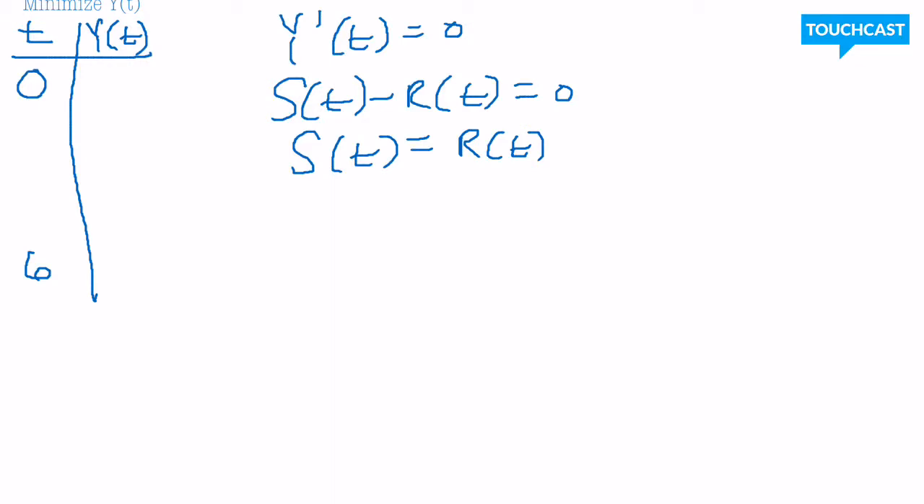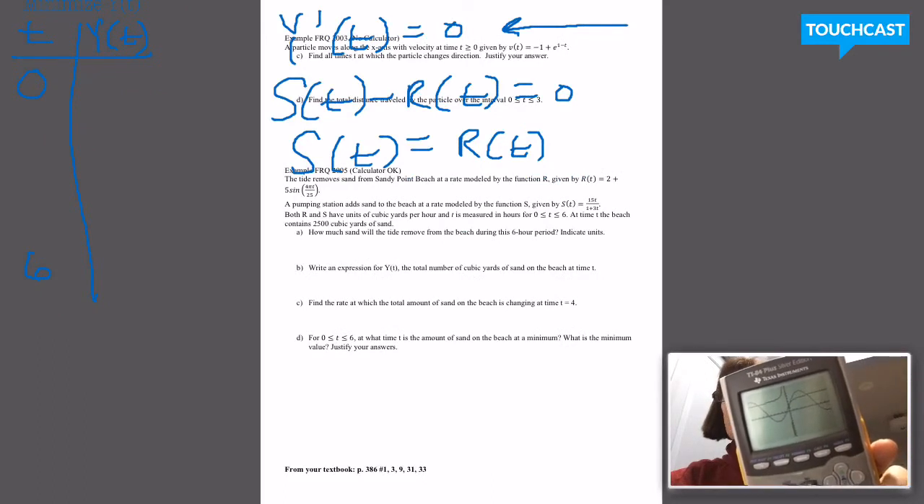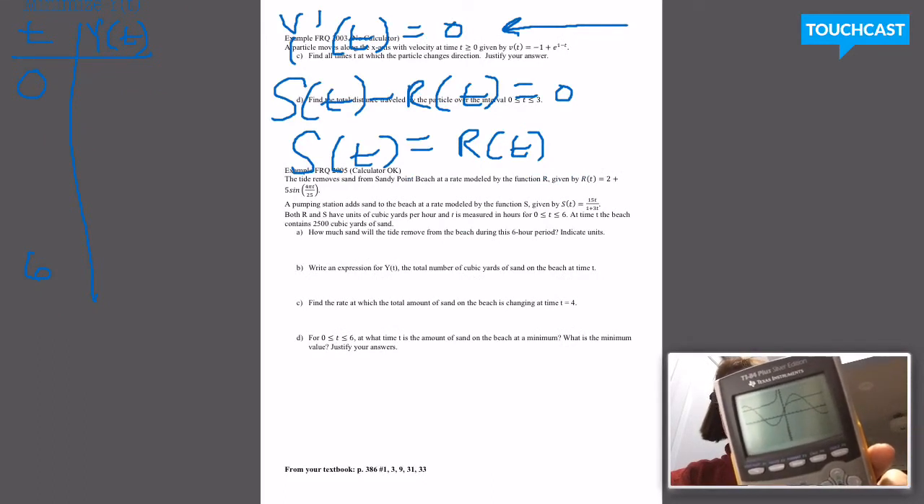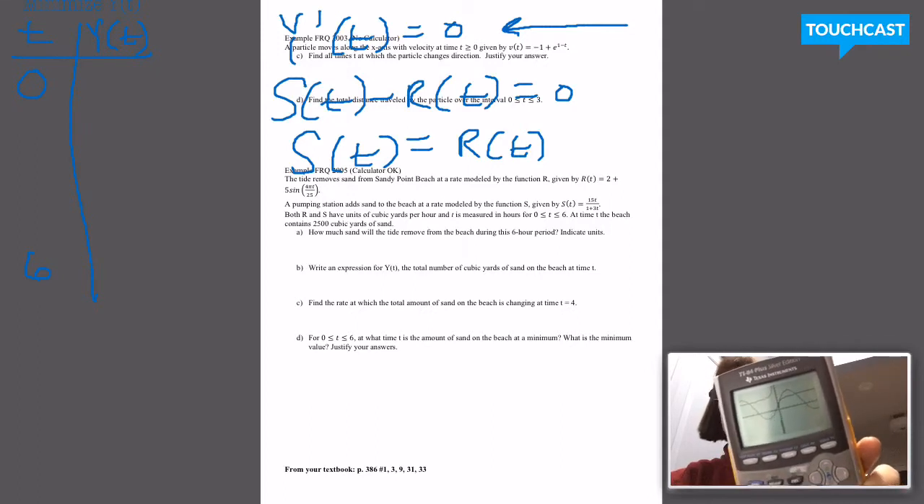So think about what this means. Here we're looking for where the rate at which the amount of sand is changing is 0. Well, the amount of sand on the beach is not changing when the amount that's coming in is equal to the amount that's going out. So this is what I'm going to solve on my calculator. So here I've graphed R and I've graphed S, and I'm going to use the second calc and intersection function to find out their intersection point. Notice I'm only interested in intersections that lie on the interval 0 to 6.